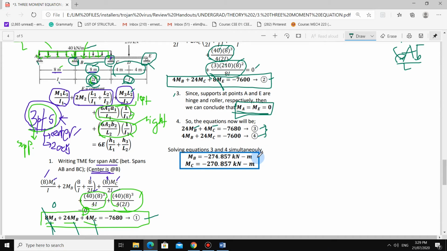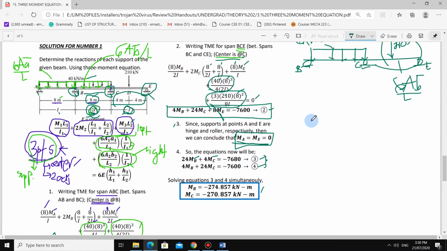Okay, so MB is negative 274.857 and MC is negative 270.857 kilonewton meter. Okay? So, mao na ni karon. Mao na ni ang mga internal moments for B and C. Okay, pero take note guys na ay ko-add variation, no?